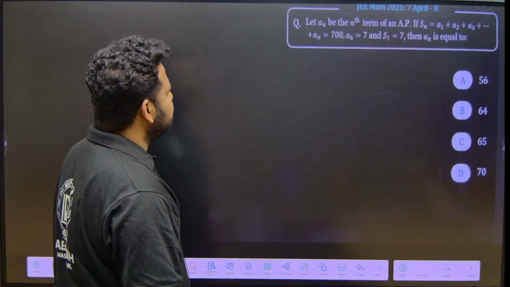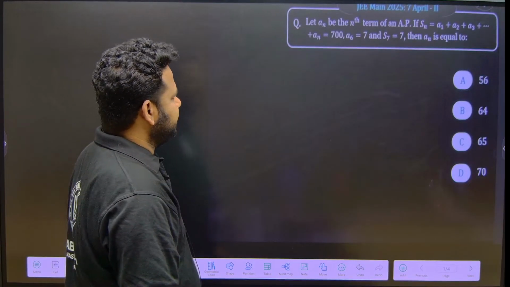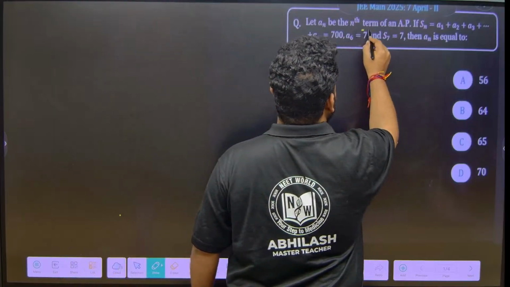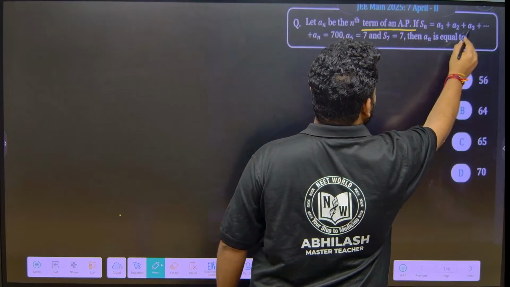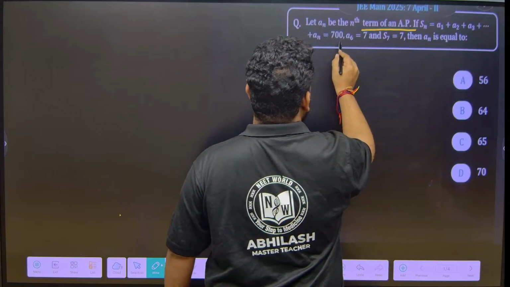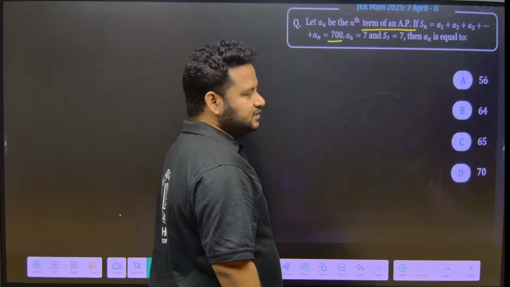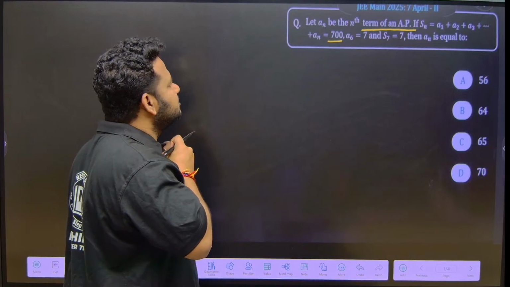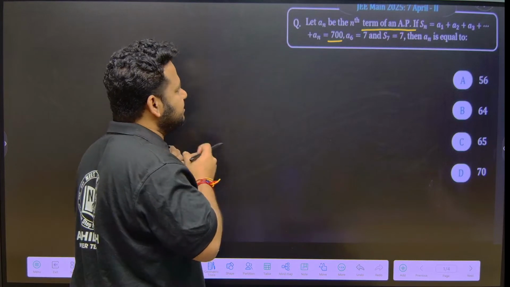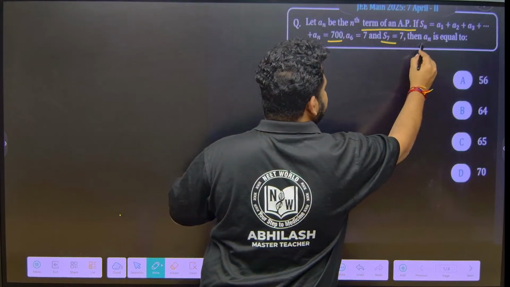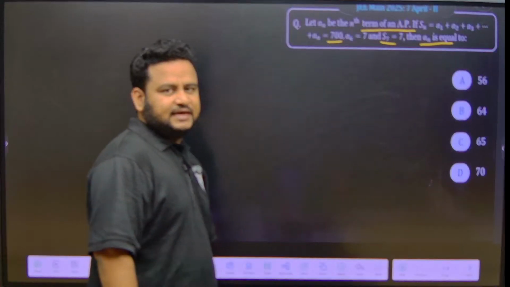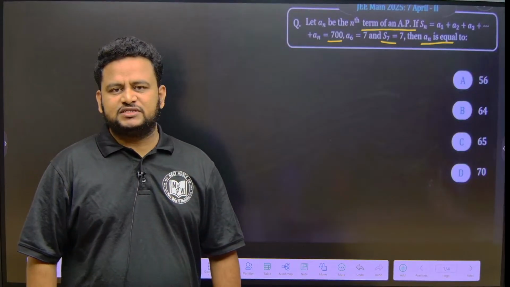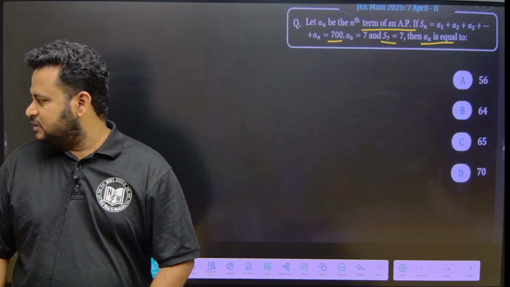As you can see, they are telling: let an be the nth term of an AP. If Sn, equal to a1 plus a2 plus a3 up to an, is given as 700, and a6 is equal to 7 and S7 is 7, then an is equal to what? That means we have to find the nth term of the AP, but we don't know the value of n. So first our aim should be to find the value of n.